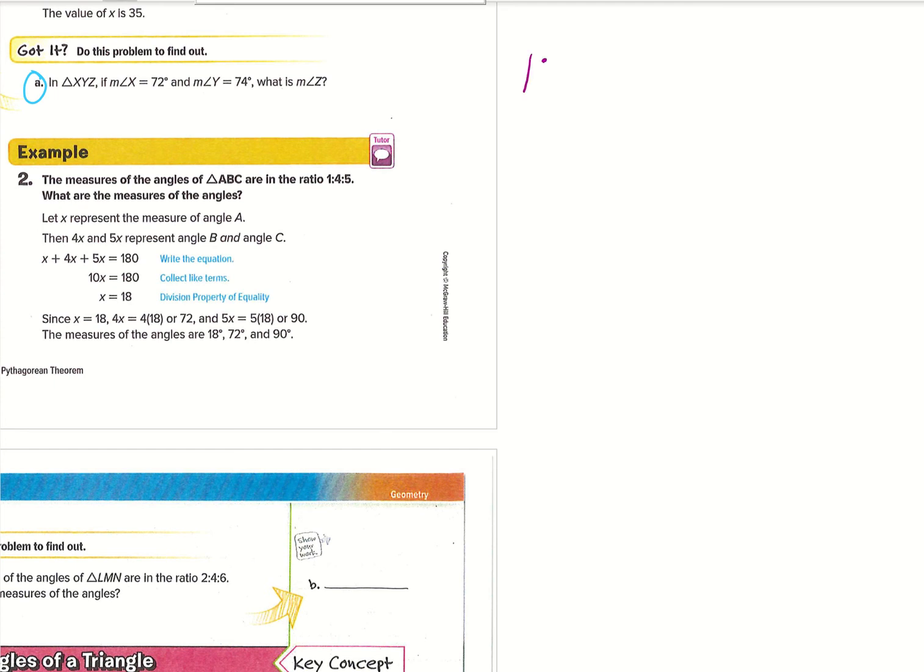I'm going to go ahead and write that for us. Basically, that's telling us how many times x, I guess, we have for each angle. So the 1 would be just 1x, or x. The 4 would be 4x. And then the 5 would be 5x.